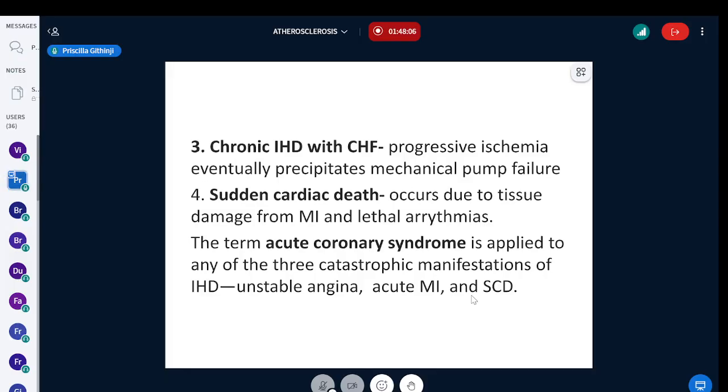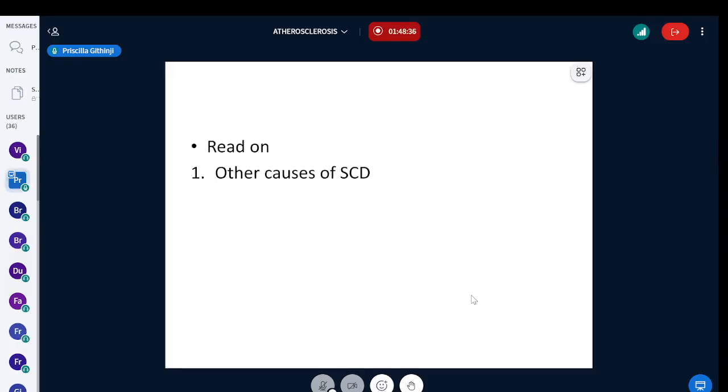The other syndrome is your sudden cardiac death, which occurs due to tissue damage from either myocardial infarction or lethal arrhythmias. So the term acute coronary syndrome is applied to any of the three catastrophic manifestations of ischemic heart disease: unstable angina, which we've discussed, acute myocardial infarction, and sudden cardiac death. You can read on other causes of sudden cardiac death other than a myocardial infarction and arrhythmias.